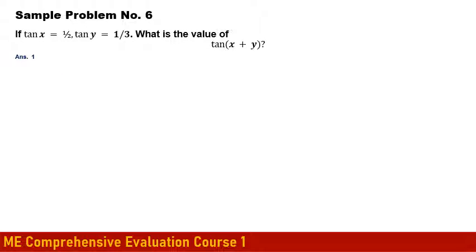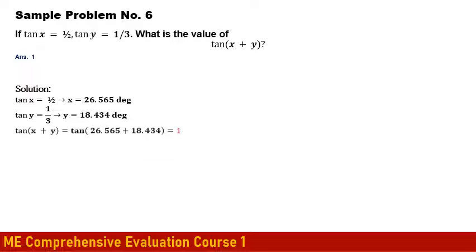If tan x equals 1/2 and tan y equals 1/3, what is the value of tan (x plus y)? What you're going to do is just substitute the values. Since tan x equals 1/2, then x is 26.565 degrees if you get the arctan of 1/2. Tan y is 1/3, therefore y is 18.44 degrees. Substituting these values in tan (x plus y), we get 1. So the correct answer is 1.